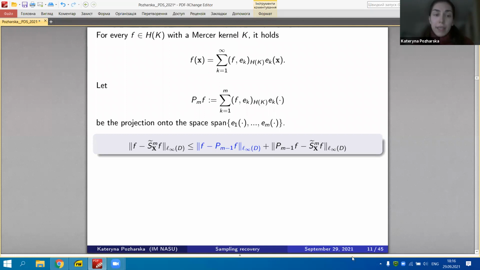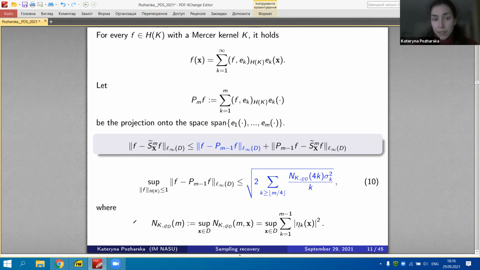And now we turn to estimating the error. As I told you, our K is a Mercer kernel, so e_k is a basis system, and each function from our space can be written in terms of the following series. And we split this norm into two terms, and we estimate them one by one. The first one is simpler, and we write down the upper estimate for the first term in terms of this N(m). It is usually called the Christoffel or spectral function, and it is widely used in the literature in different topics. It's a supremum over the sum of absolute values squared of eta_k.